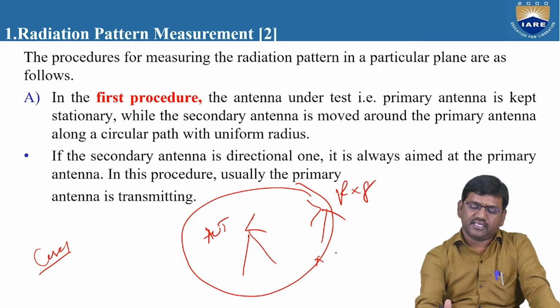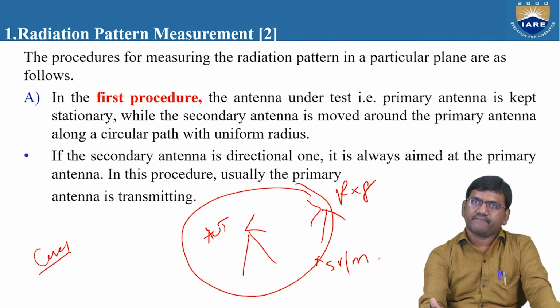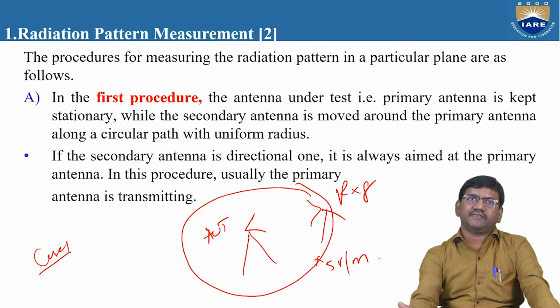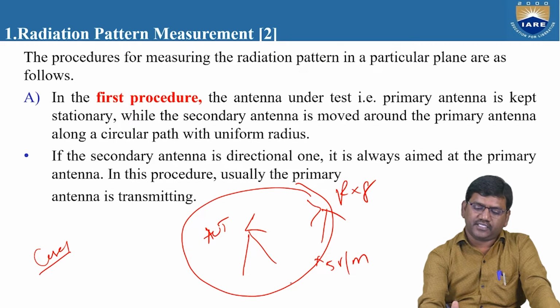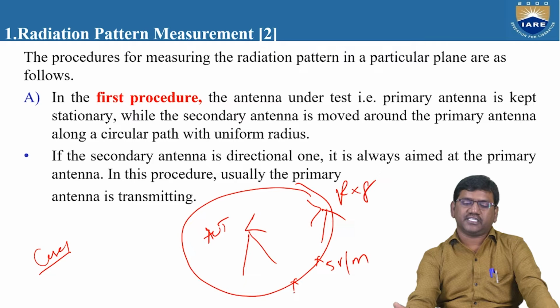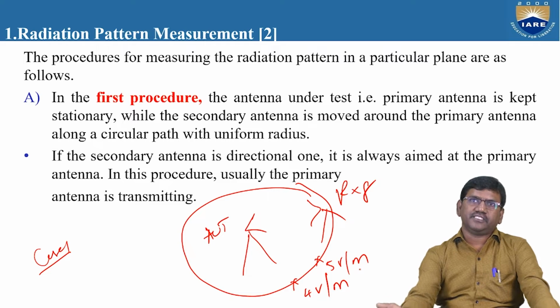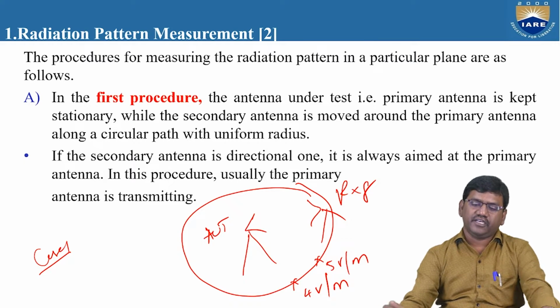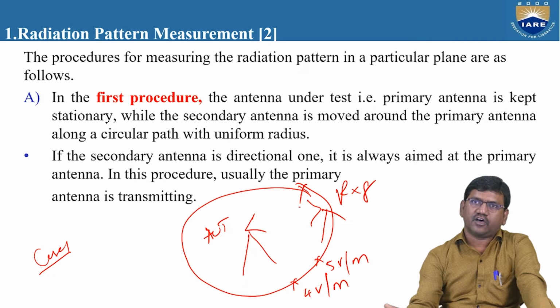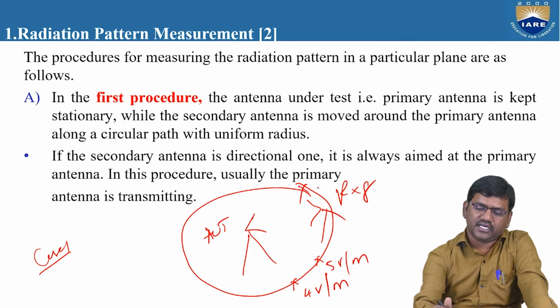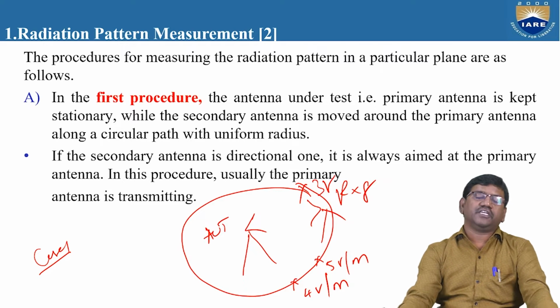Let us say the field strength is 5 volts per meter. Again, the receiving antenna is moved on the observation circle. At this point, let us say we measure the field strength as 4 volts per meter. It means that at different points on the observation circle, we need to find out the field strength. Suppose at this point we are getting 3 volts per meter.